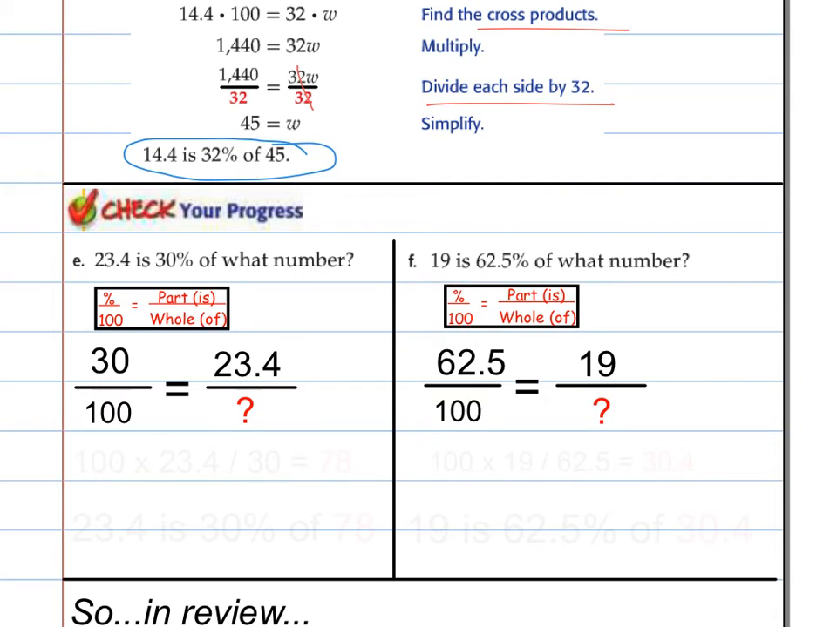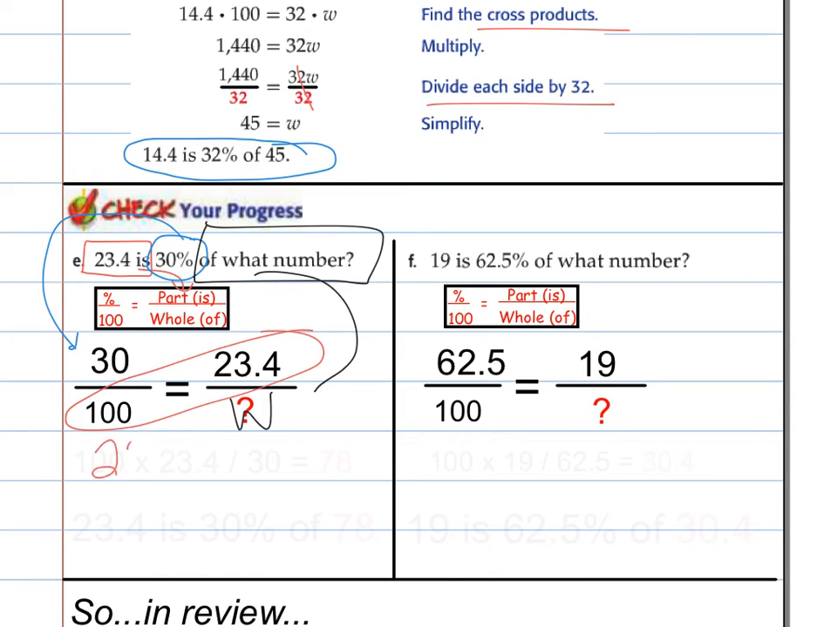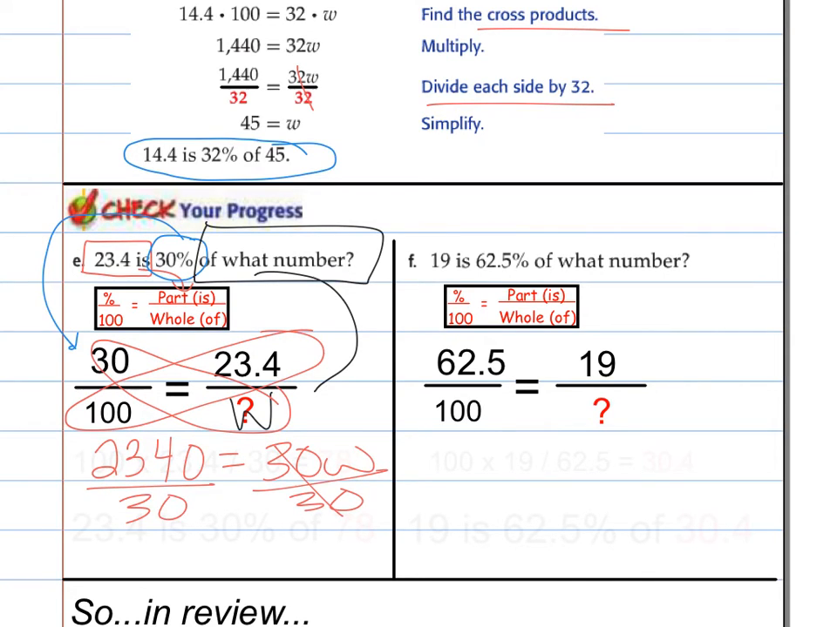So again, we're given our part. 23 and 4/10 is. That is tells me it's my part. 30% is out of 100. Of what number tells me I'm not sure. Cross products. When we multiply 100 times 23 and 4/10, we get 2,340, and then we get 30 times W. So we're going to divide by 30 to get W alone. When we do that, we're finding out that 23.4 is 30% of, when we get W, we get 78.